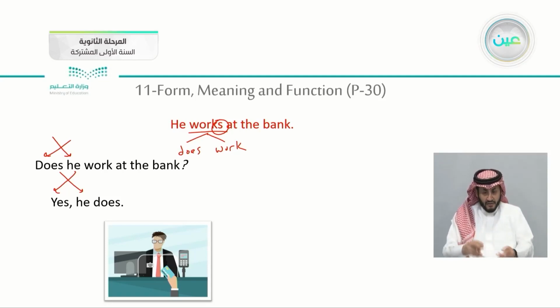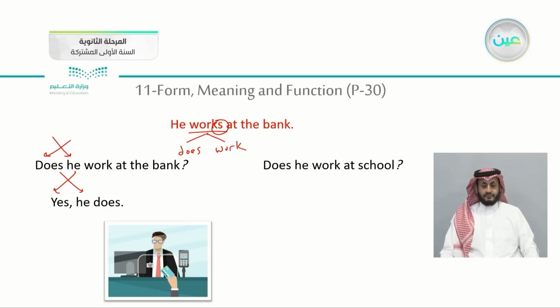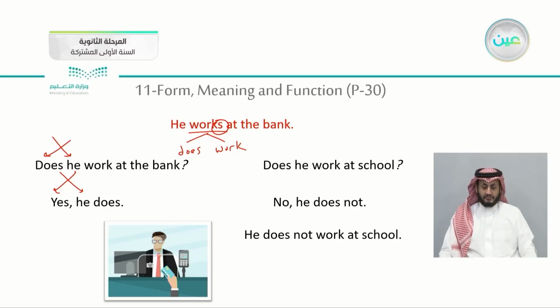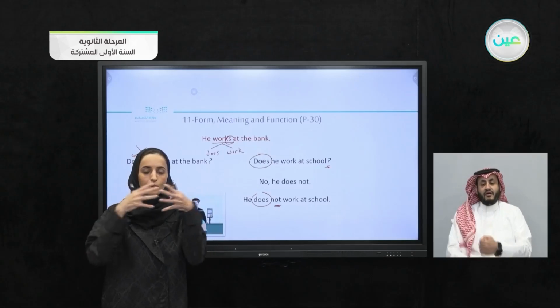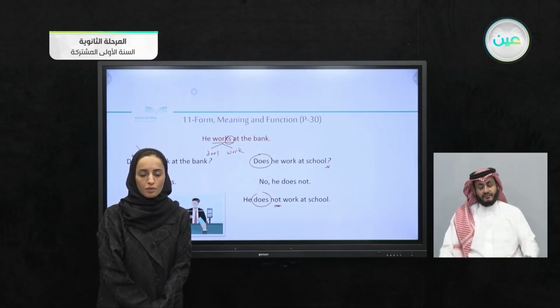Now let's come with a negative question. I will say in here, does he work at school? What do you think? Look at the picture. No. No, he doesn't. He doesn't work at school. I want you to focus in here. When do we use the helping verb? We use it in a question here, and we use it in a negative sentence. If it is an affirmative sentence, he works at the bank, you will not use the does. You will merge them, mix the verb with the helping verb.